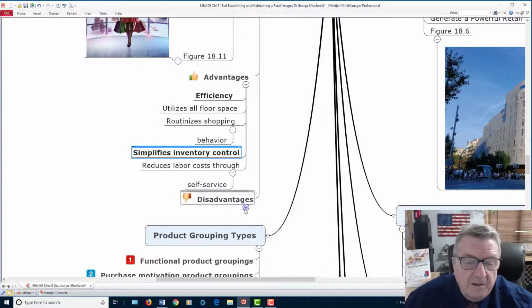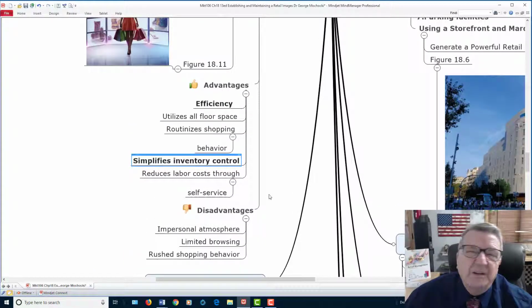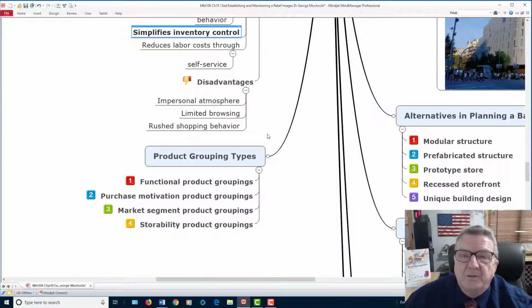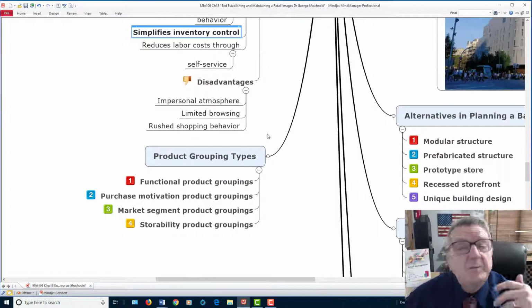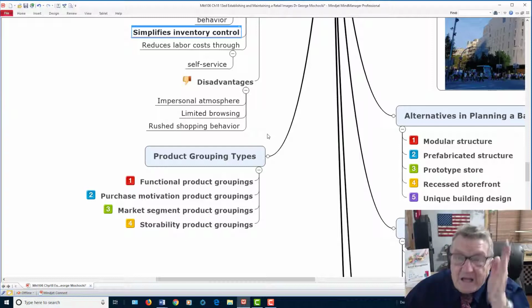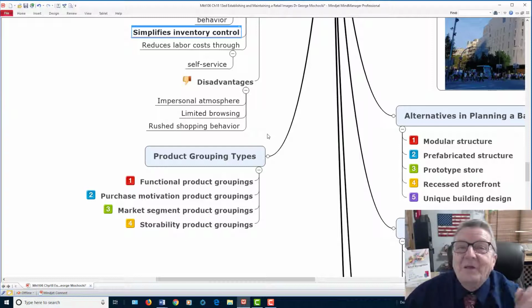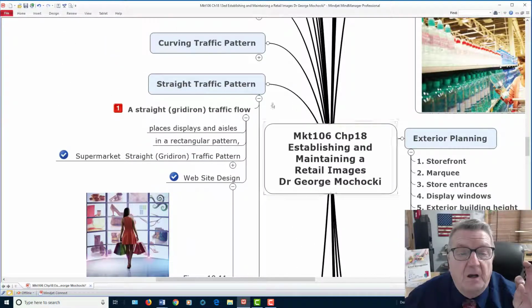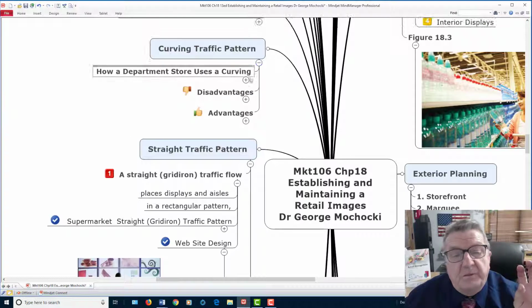Okay. And then here's your disadvantages. It's interpersonal and it's rush behavior. But that sometimes is. If I'm in a rush, I don't want to go looking around stuff. Here it is. Boom, boom, boom, boom. I'm there. You have to know your customers. What do they want, and how do they shop?